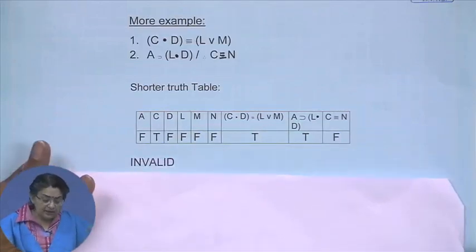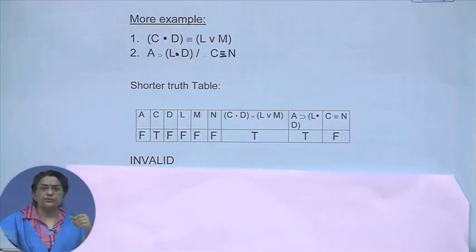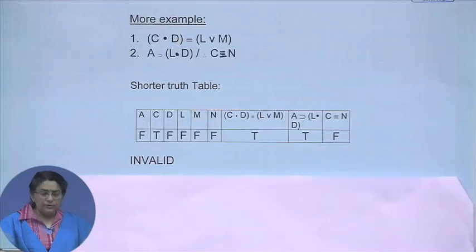Okay. So, this is how we construct shorter truth table. We are going to utilize this knowledge in our next module also for other tasks. Here we just learned how to demonstrate invalidity of an argument by shorter truth table technique. Thank you very much. This is where we will end.